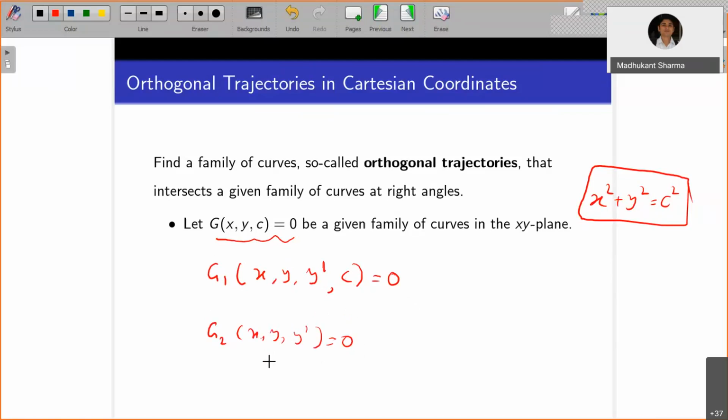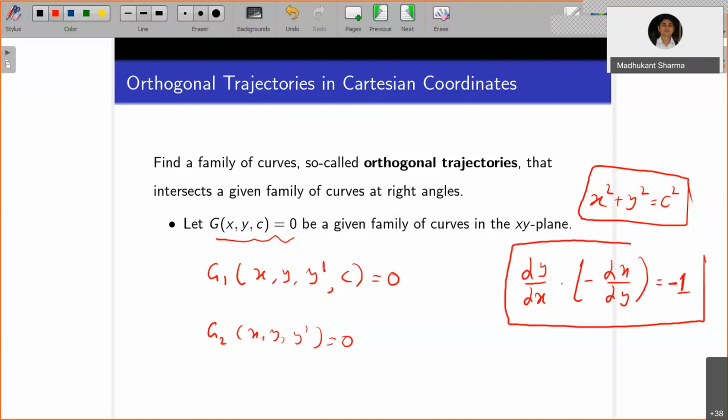Then, if you want the curves to cut at a right angle, you know that dy by dx is replaced by minus dx by dy. The product of these two slopes is minus 1. Then we say that the two lines are cutting at a right angle. So a similar concept applies here.